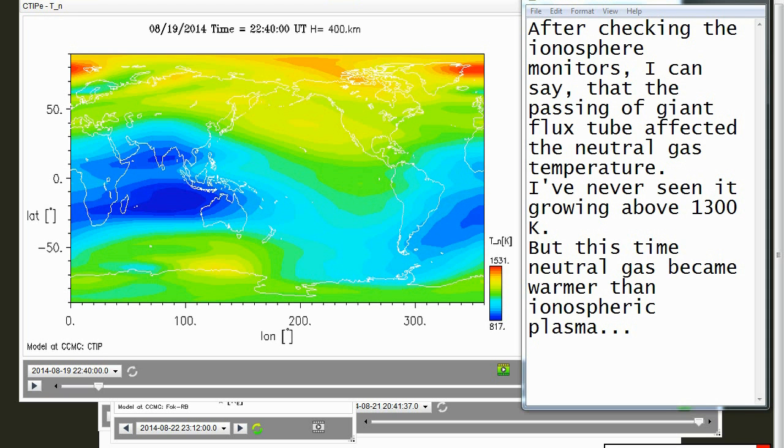After checking the ionosphere monitors, I can say that the passing of giant flux tube affected the neutral gas temperature. I never seen it growing above 1300 kelvins. But this time neutral gas became warmer than ionospheric plasma.